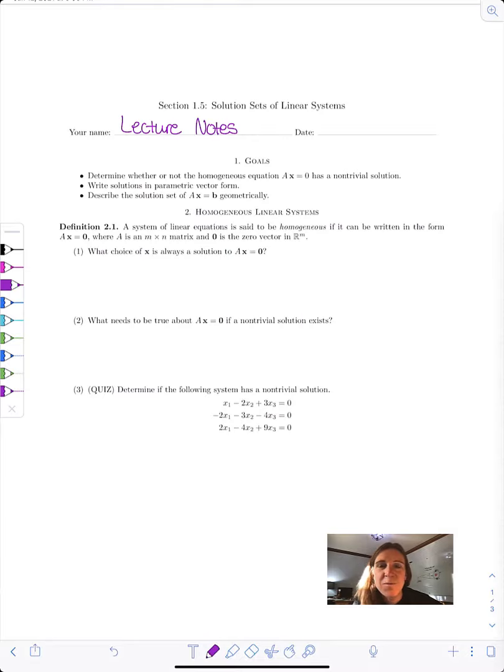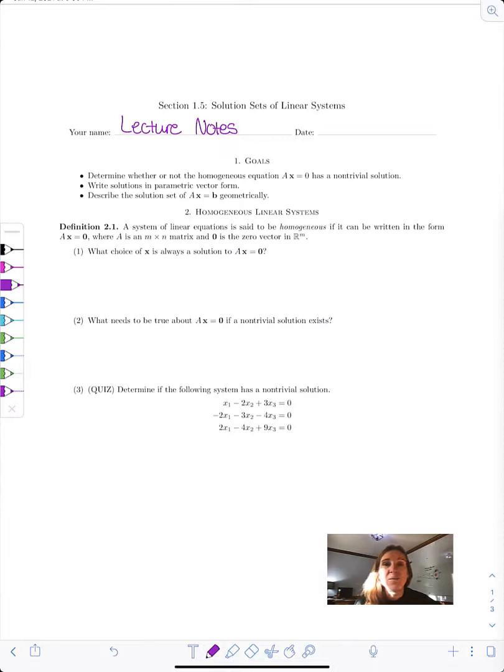Welcome to section 1.5 of our linear algebra notes. Today we're going to talk about solution sets for linear systems. First, we'll look at whether or not the homogeneous system AX equals 0 has a non-trivial solution. Then we'll talk about how to write the solutions in parametric vector form. And finally, we'll talk about the geometry behind the solution set for AX equals B.